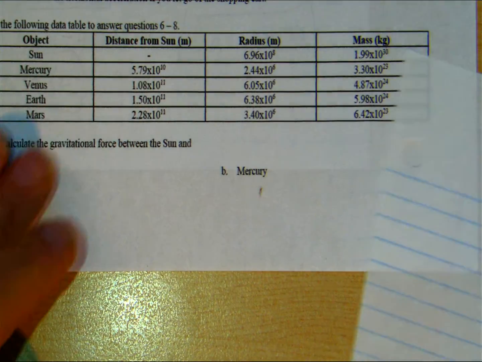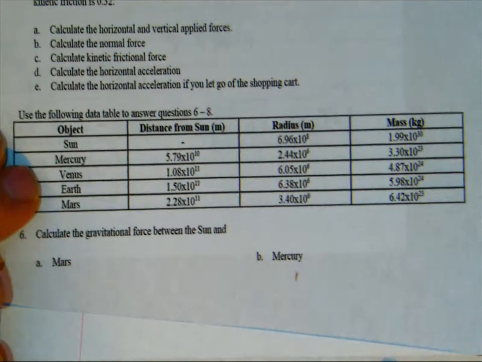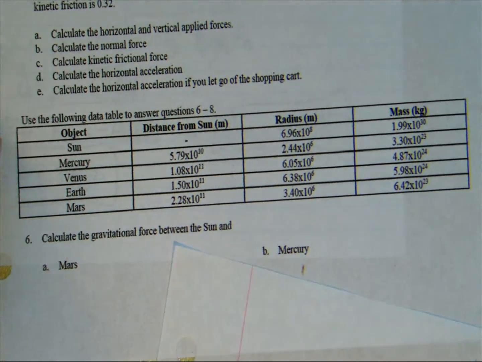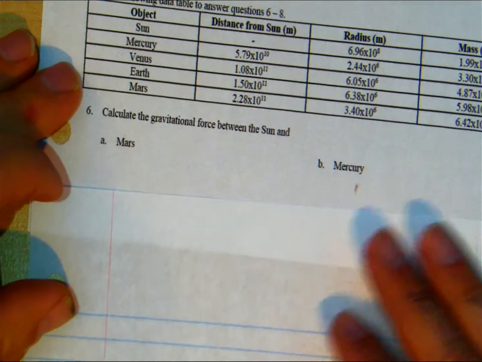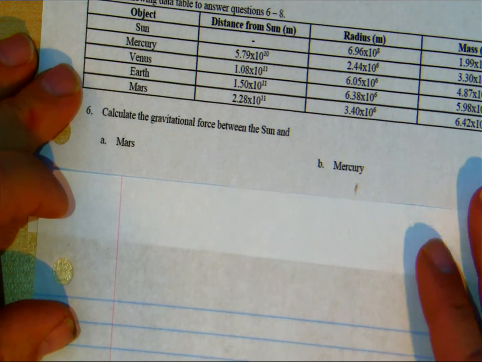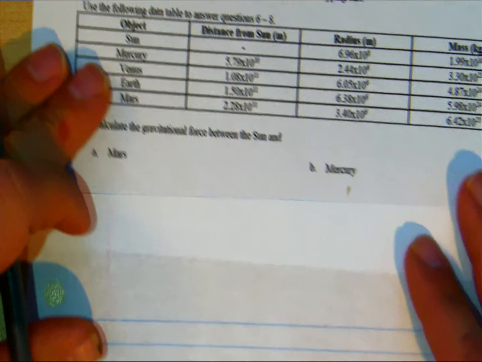For the next three problems, 6, 7, and 8, it's using material that we did not cover this school year, but for completeness, wouldn't it be nice to have the answers? All right, so for number 6, part A, calculate the gravitational force between the sun and Mars.